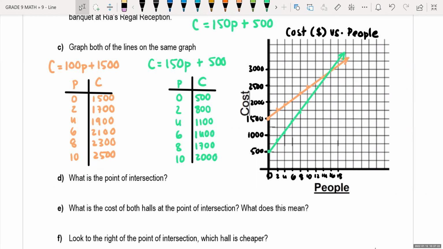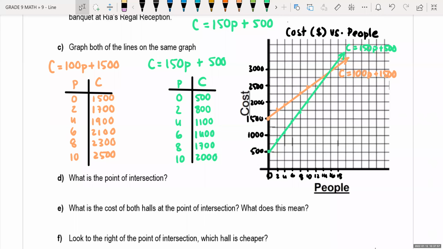We're almost done. So I changed up the scale at the bottom over here. I made them super squished together because the first time we did it, we realized that the graphs were going way off. So now I just went up by twos and made it super squished. My green line is this one right here, which is 150p plus 500. And my orange line is right over here, which is 100p plus 1500. Now, it might still not be accurate, but at least I have a point of intersection.